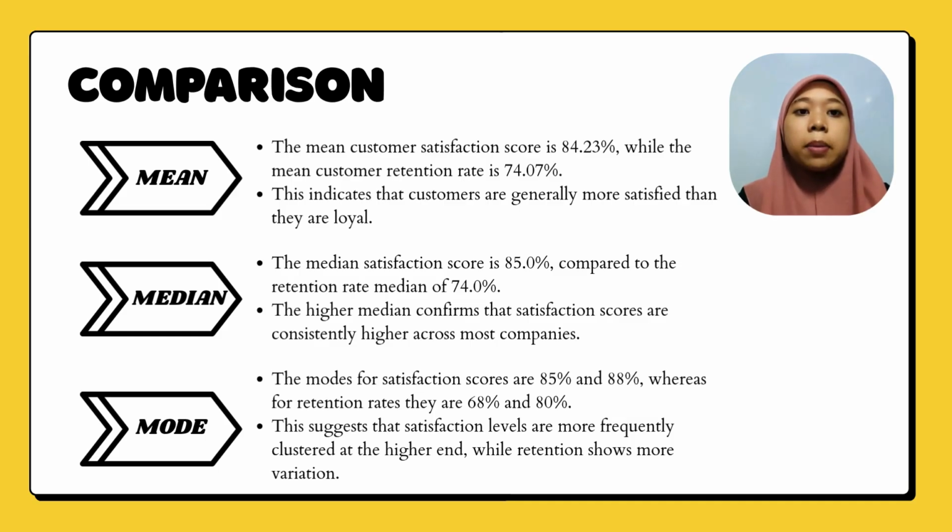Comparison. For the mean, the mean customer satisfaction score is 84.23%, while the mean customer retention rate is 74.07%. This indicates the customers are generally more satisfied than they are loyal. For the median, the median satisfaction score is 85% compared to the retention rate median of 74%. The higher median confirms that satisfaction scores are consistently higher across most companies. Next, mode. The modes for satisfaction score are 85 and 88%, whereas for retention rate they are 68 and 80%. This suggests that satisfaction levels are more frequently clustered at the higher end, while retention shows more variation.